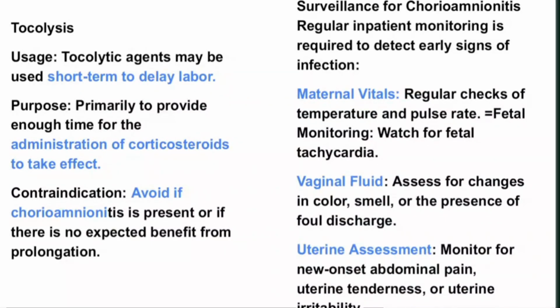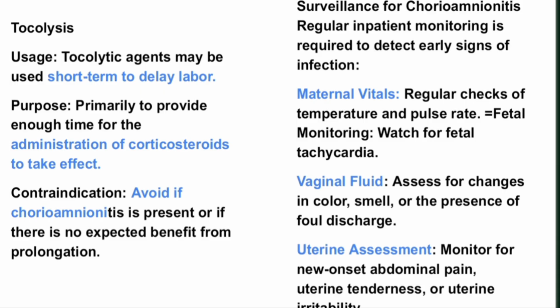So, the other considerations: we can put them on tocolytic agents, to delay labor for a short duration. There are contraindications we need to consider. We need to avoid tocolytics if the patient has developed an infection or if chorioamnionitis is present. We do not need to prolong the labor because they are already having an infection.